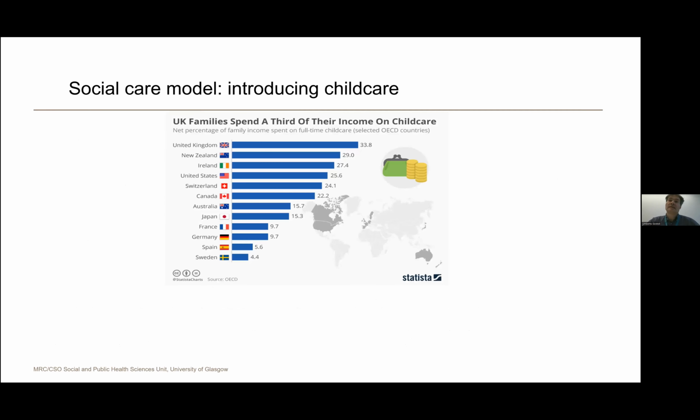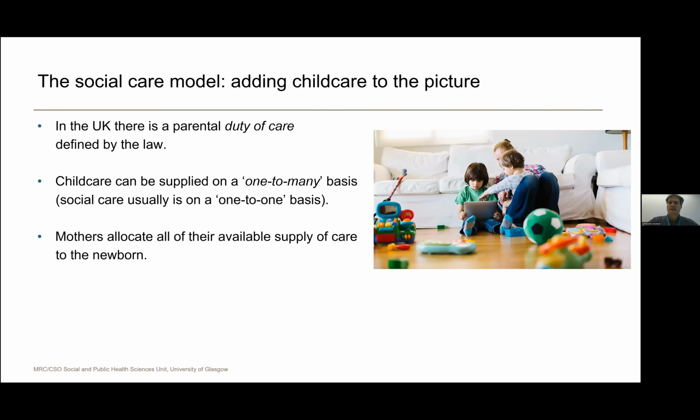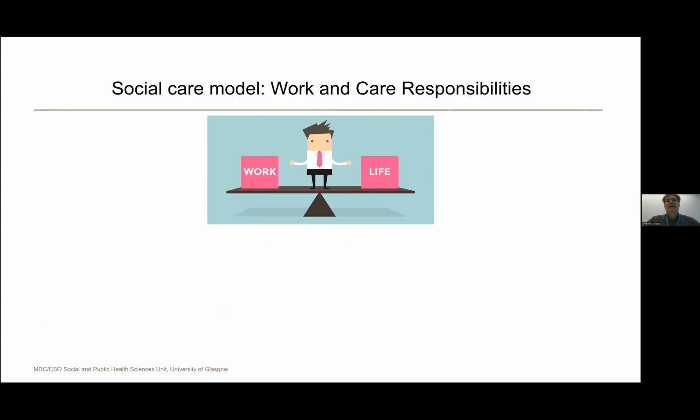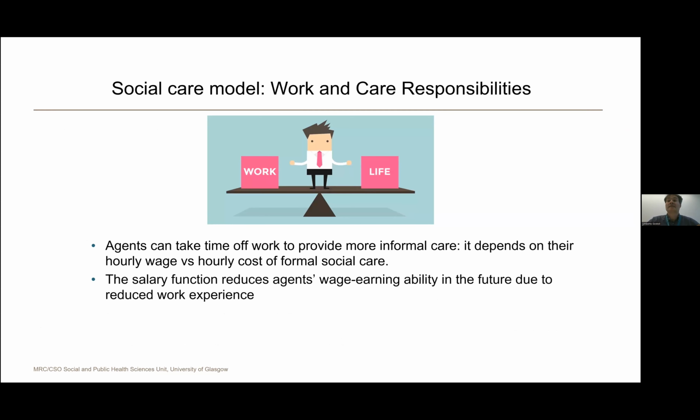And we introduced recently in the model also childcare, which is an important part of the model, because households need to allocate their available resources both to social care and childcare. Of course, I'll go fast here because we are running out of time. Anyway, I would add just that social care and childcare have very different characteristics, because, for example, childcare can usually be supplied on a one-to-many basis, differently from social care. And basically, agents can take time off work to provide informal care. That depends on their hourly wage compared to the cost of formal care.